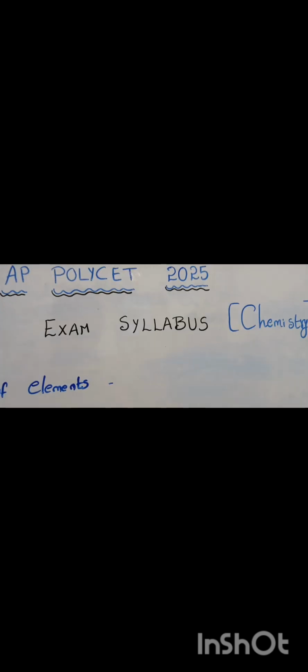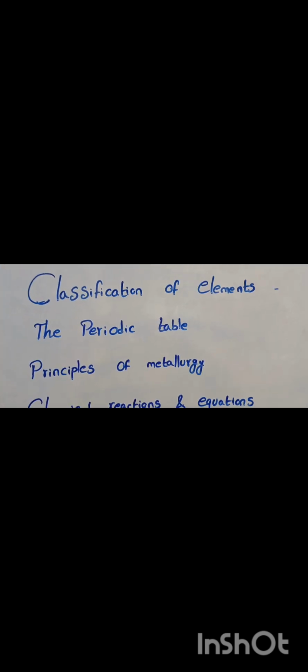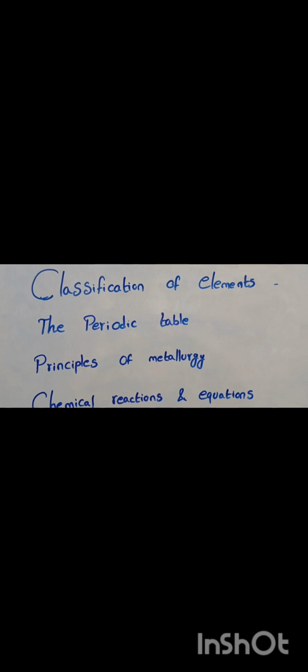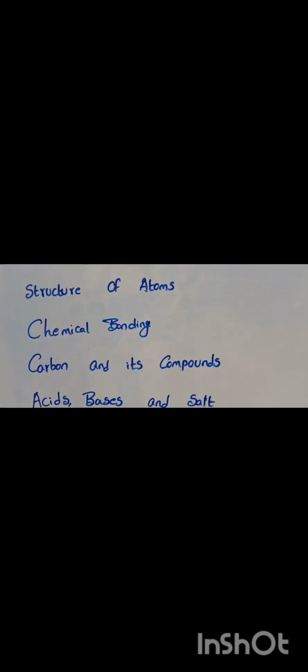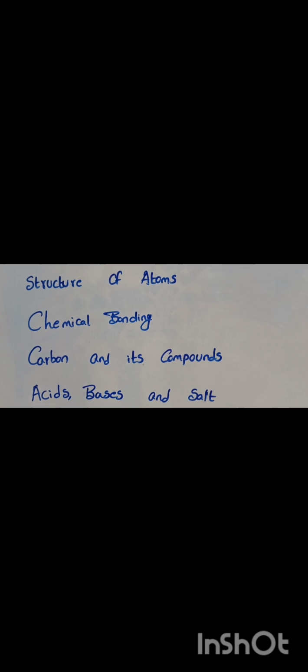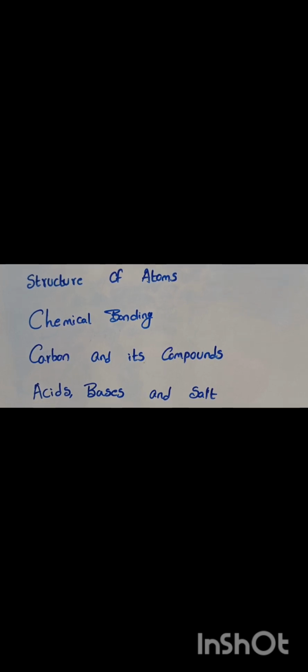Exam syllabus, physics: heat, refraction of light at plane surfaces, electric current, reflection of light by different surfaces, human eye and colourful world, electromagnetism. Exam syllabus, chemistry: classification of elements, the periodic table, principles of metallurgy, chemical reactions and equations, structure of atoms, chemical bonding, carbon and its compounds, acids, bases and salts.